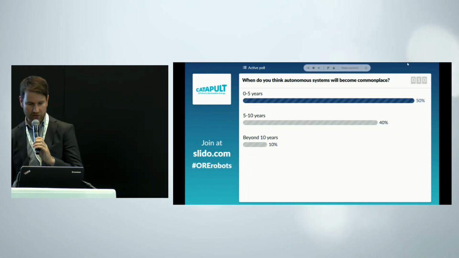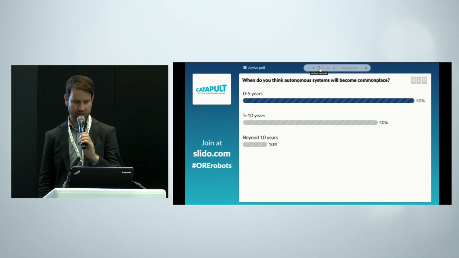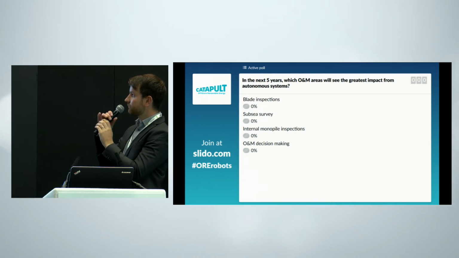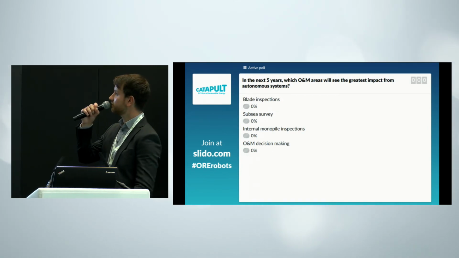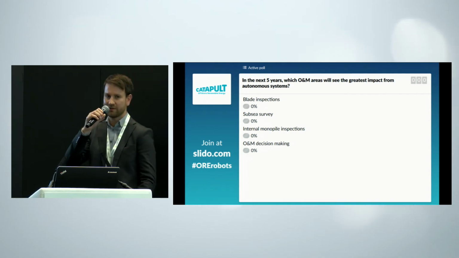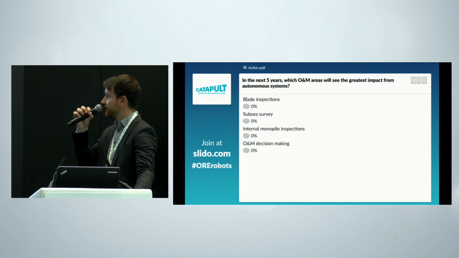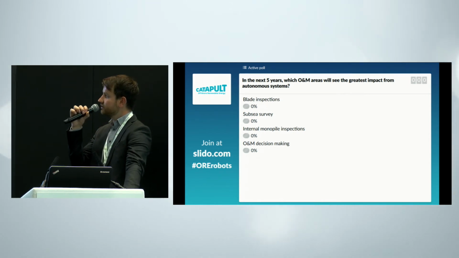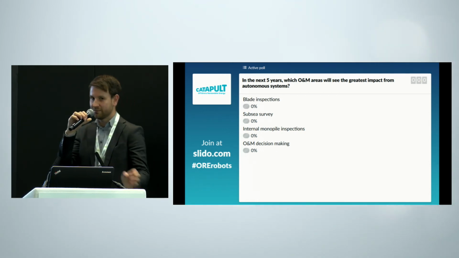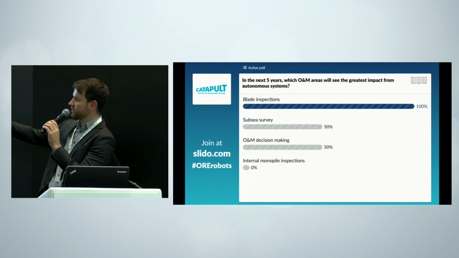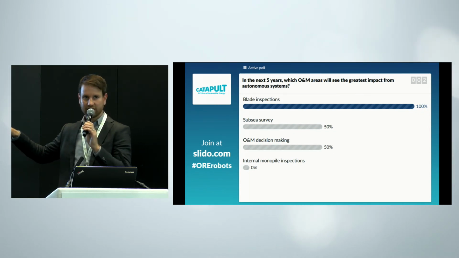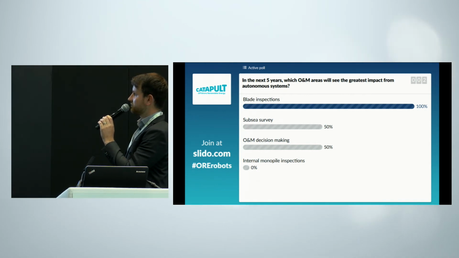Okay, so we'll go into the next poll, which is another multiple choice. In the next 5 years, which of these O&M areas, which isn't comprehensive, will see the greatest impact from autonomous systems? So we've got blade inspections, subsea survey, internal monopile inspections, and O&M decision making. So the bottom one is more on the data analytics. So automation of data analytics to help inform your O&M decision making.